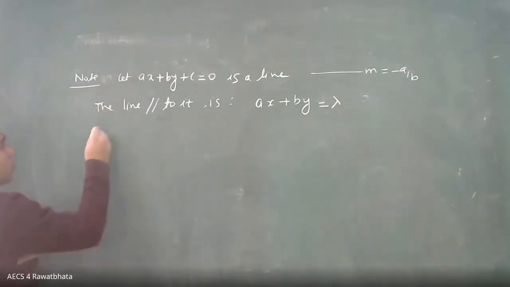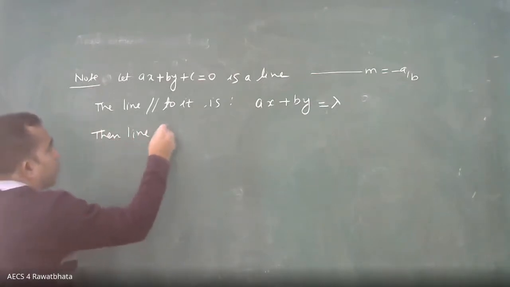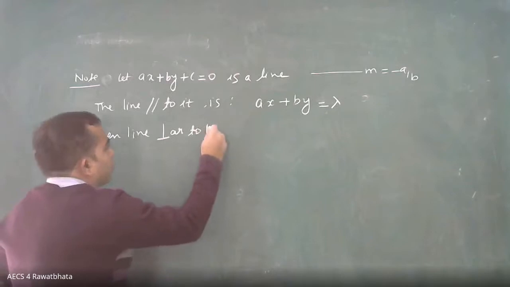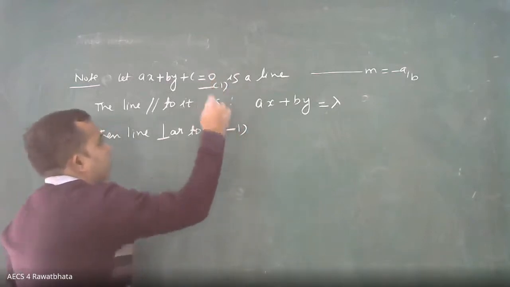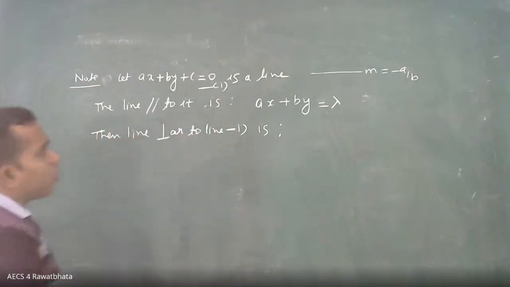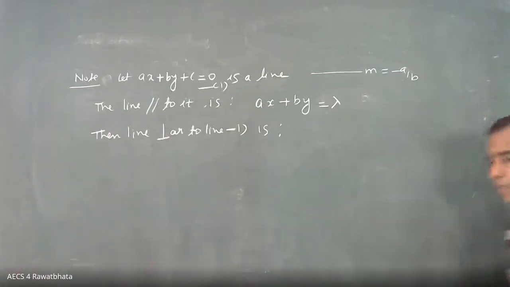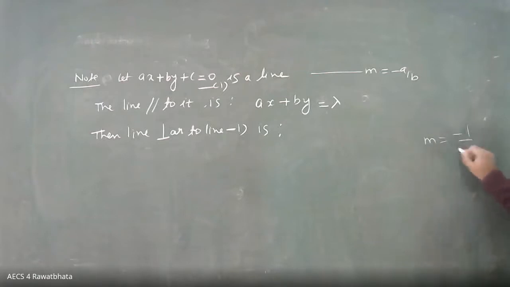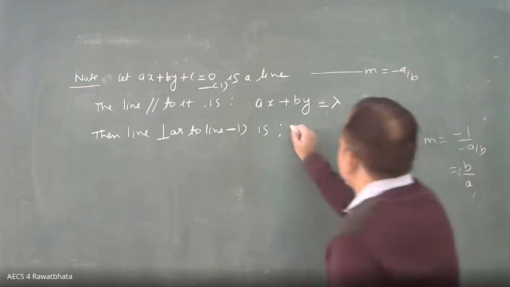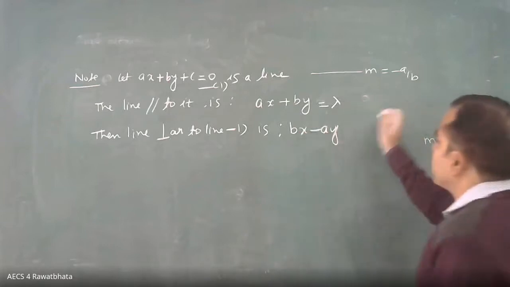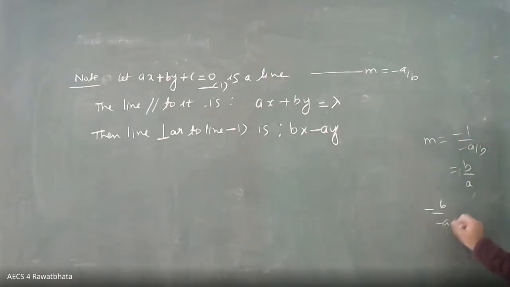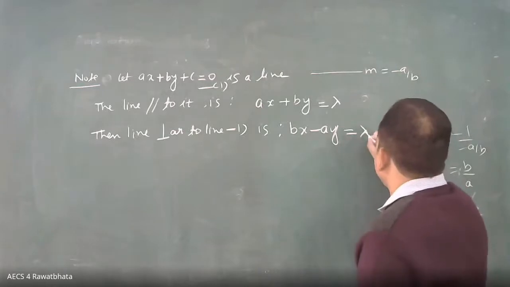And perpendicular, also in the same note I'm writing: the line perpendicular to line 1, this is 1 suppose. Perpendicular means the perpendicular line slope m will be equal to minus 1 upon minus a by b, meaning b upon a. So what you do, you write the equation of the line in such a manner that the slope comes to b upon a. That will happen if you write like this, bx minus ay. Now if you calculate the slope, it will be minus b upon minus a, you will get b upon a. And the constant you attach either on the left or on the right, it doesn't matter.